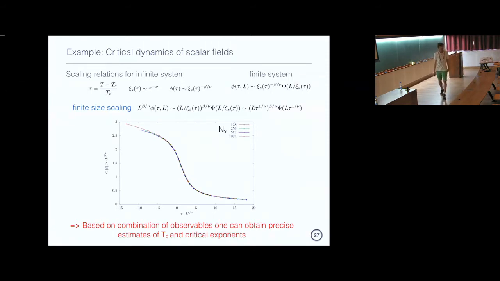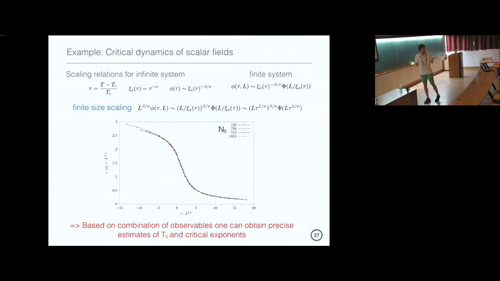Now the point is that if I look at this in a finite size system, there will be corrections to that, simply because the correlation length in a finite system cannot grow infinite. The system is finite. So there will be corrections which, at lowest order, come as a function of the size of the system divided by the correlation length in the infinite system.